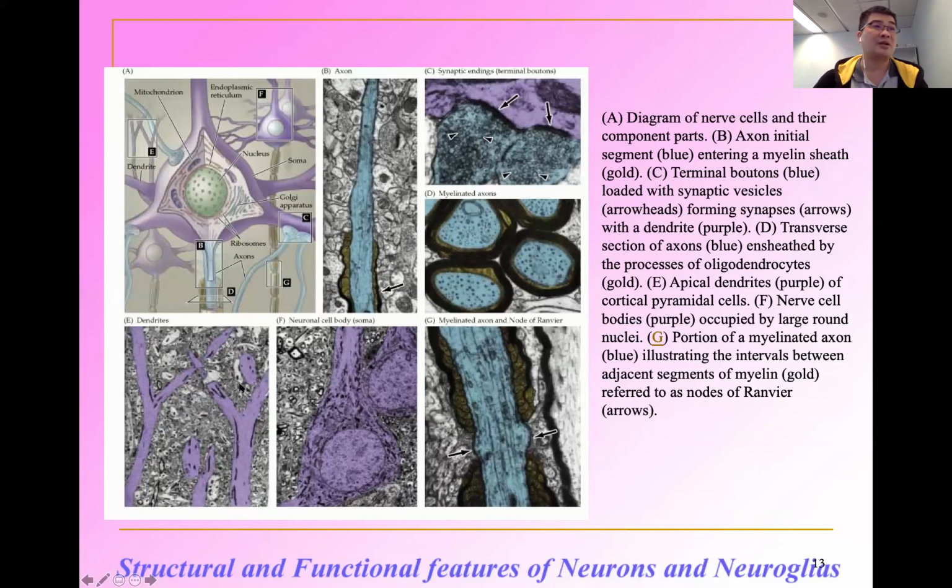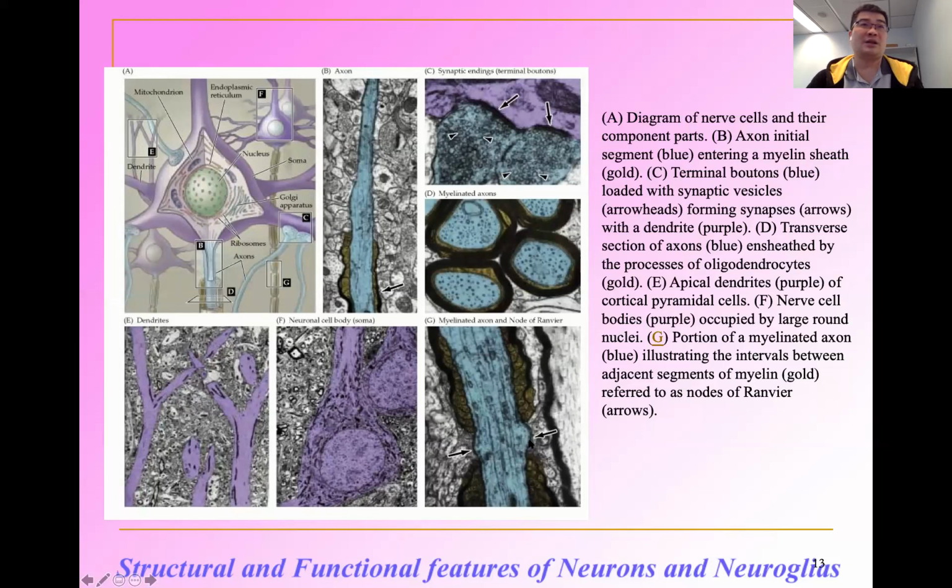So here is the dendrite. The E is the dendrite. The dendrite is the one that actually sends information to the neurons. Now here is the cell body, the so-called soma. The whole cell body is called the soma, and you can see that there's a big nucleus.